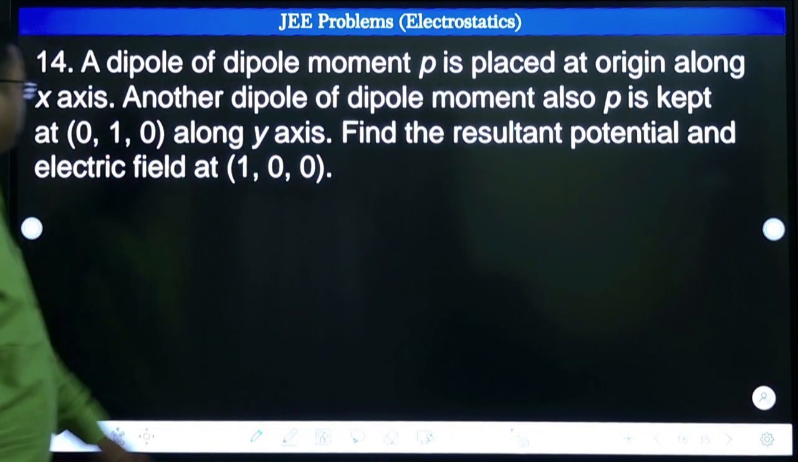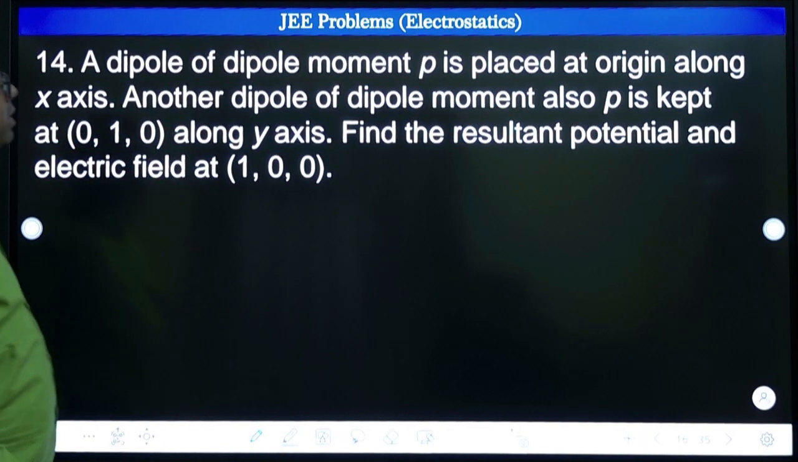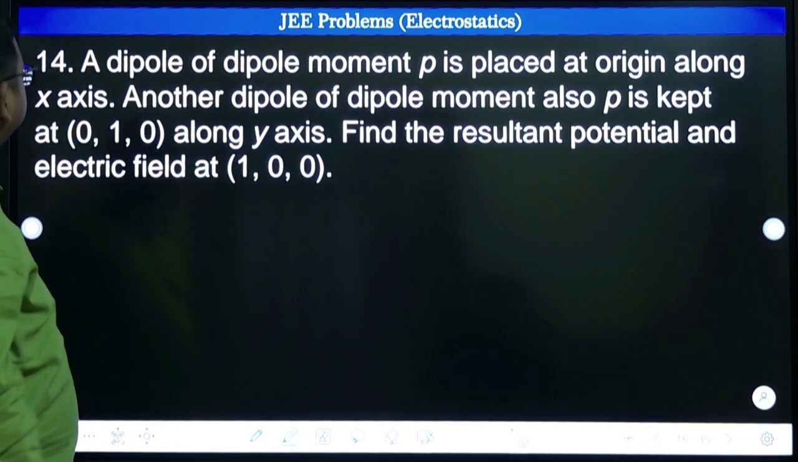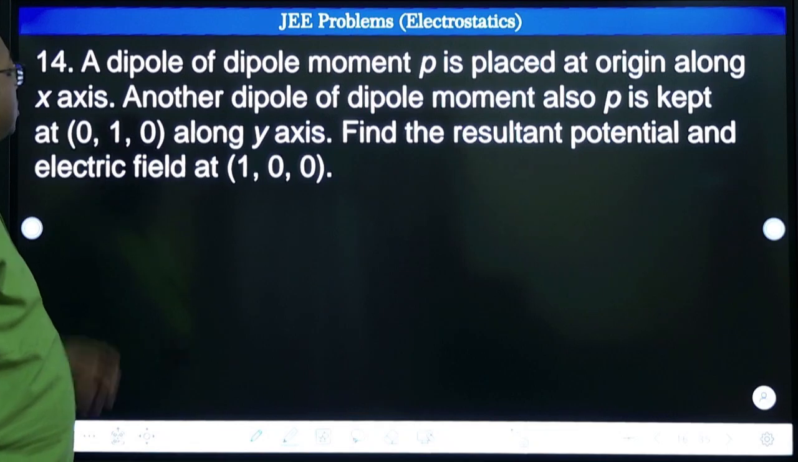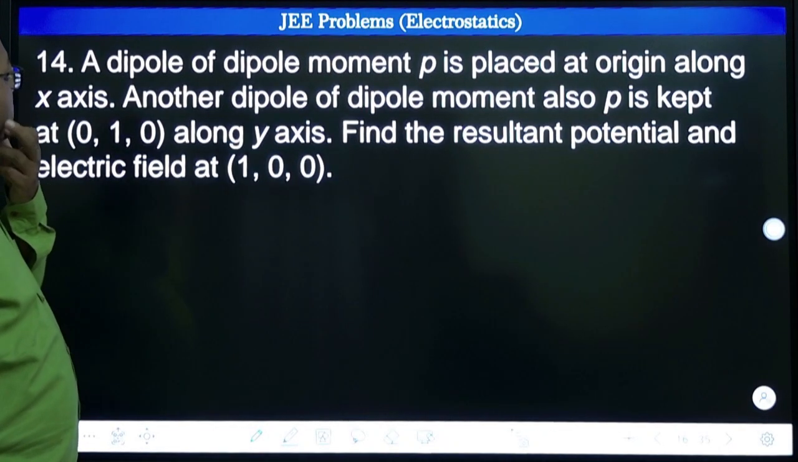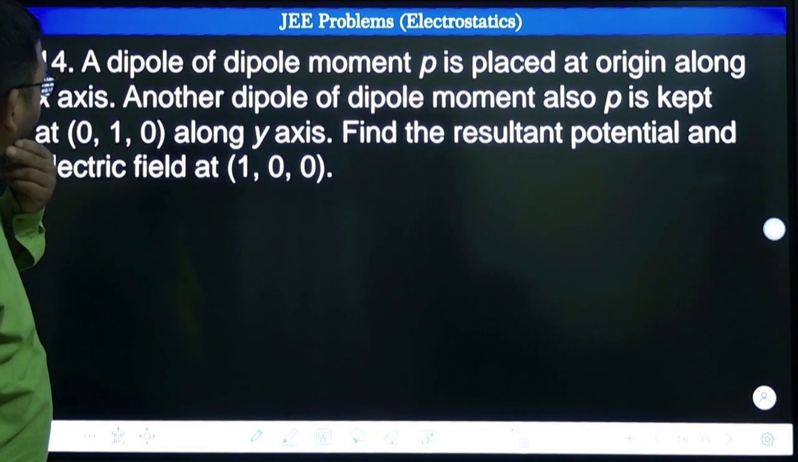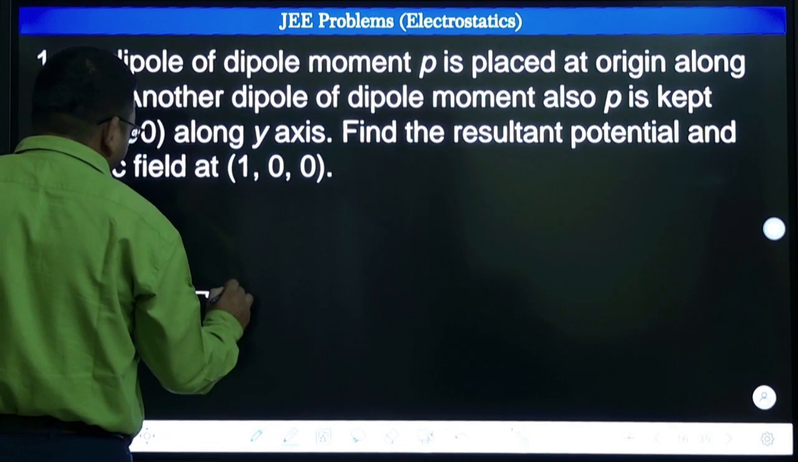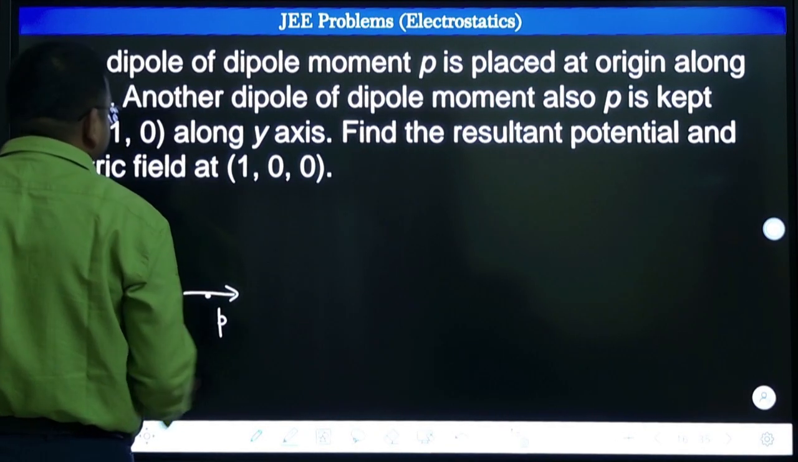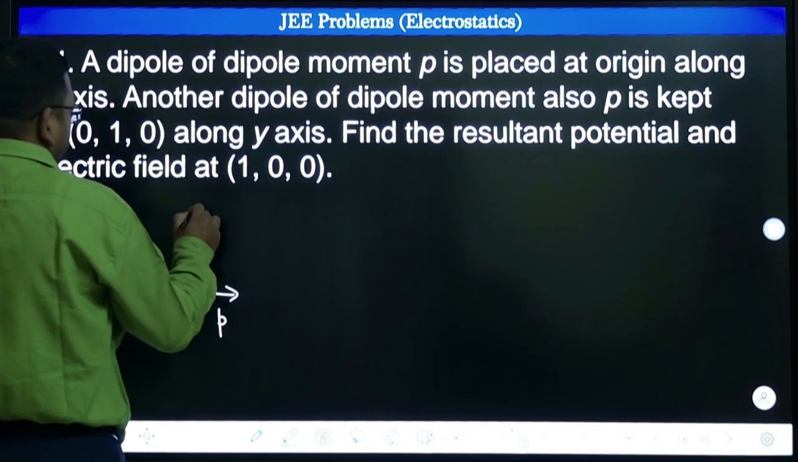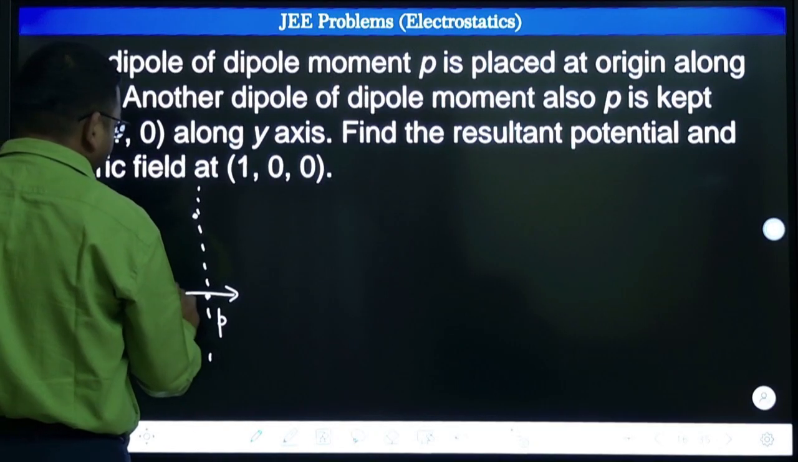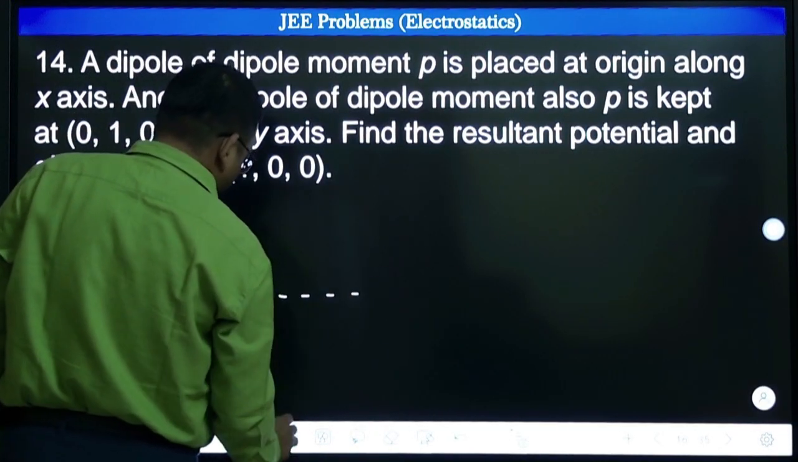Question number 14. A dipole moment is placed at the origin along the x-axis. Another dipole moment is kept at some point along the y-axis. Find the resultant potential at the point. So at the origin, one dipole moment is kept like this, and another on the y-axis just above this, because this is the x-axis and this is the y-axis.